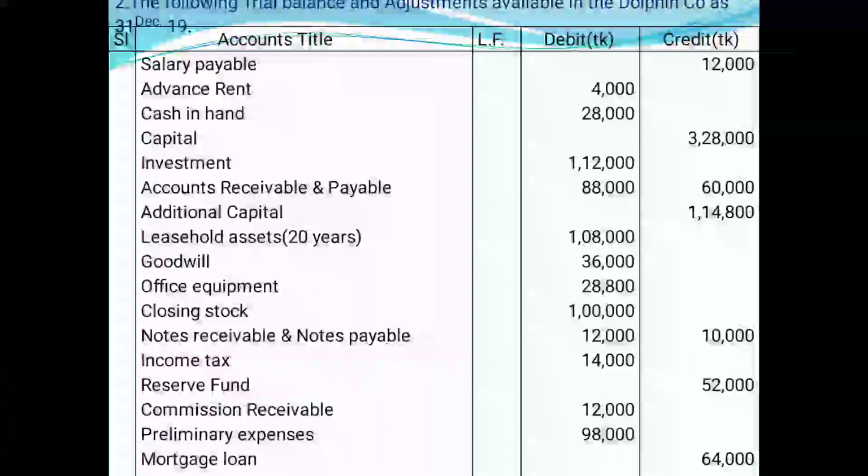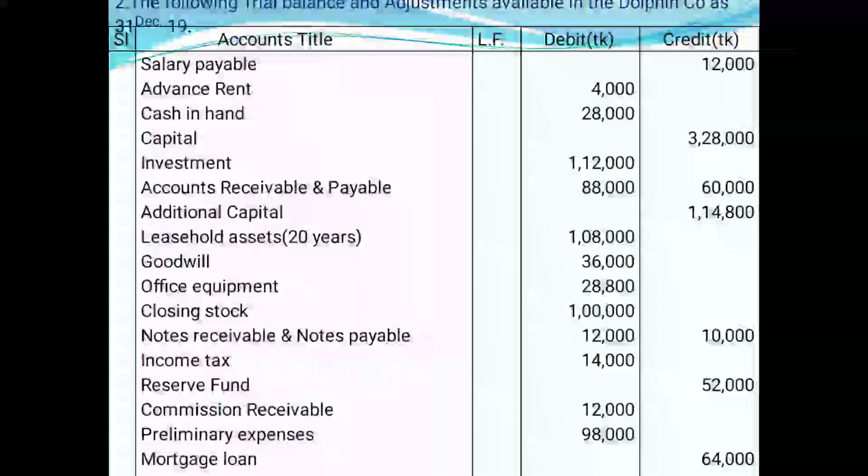Salary payable is one kind of current liability, that is short-term liability. It will be shown on the statement of financial position under current liabilities. Advance rent is one kind of current asset or short-term asset. It is to be shown in the statement of financial position as current assets. Cash in hand is the best current asset, the best liquid asset for business, so it is treated as a current asset in the statement of financial position.